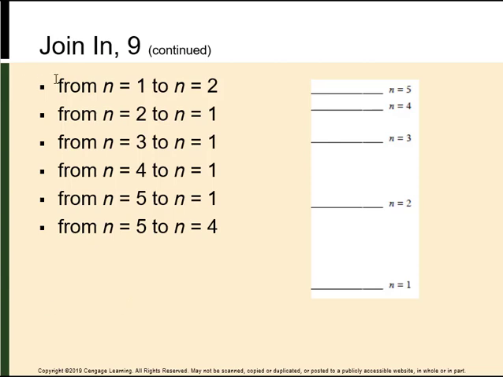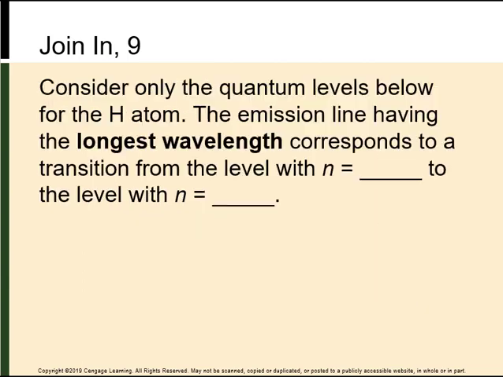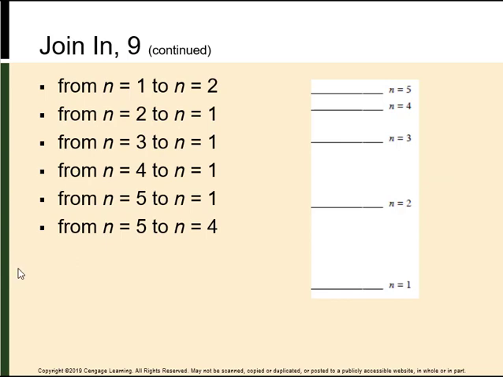Well, we said in that last question that going from 5 to 1 was the greatest, highest frequency. The longest wavelength, though: the greater the frequency, the shorter the wavelength. So the longer wavelength would be the complete opposite, which is the shortest transition, from 5 to 4. Think about it: longest wavelength would be the smallest frequency.